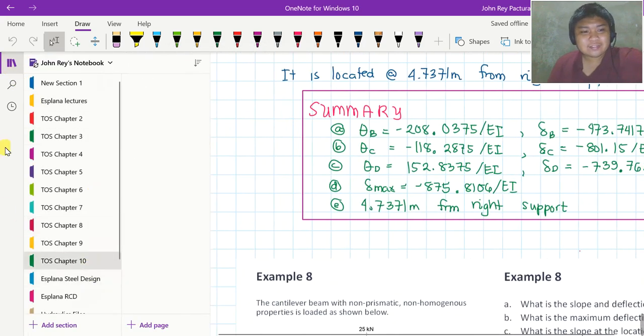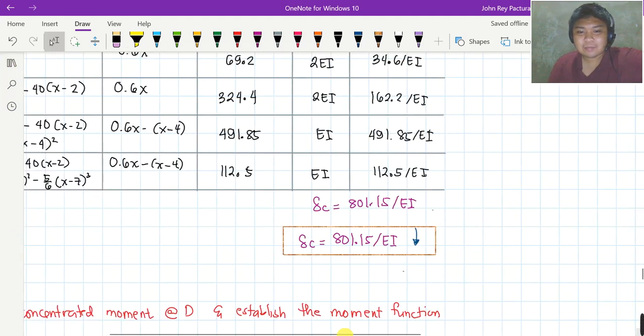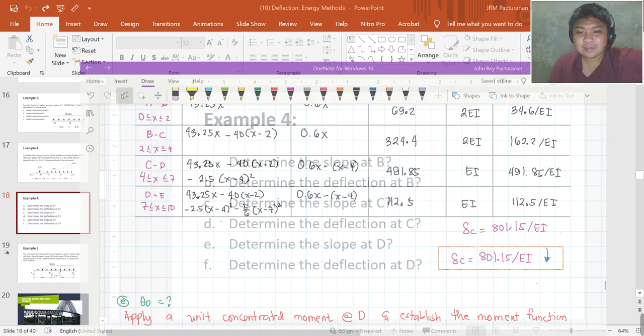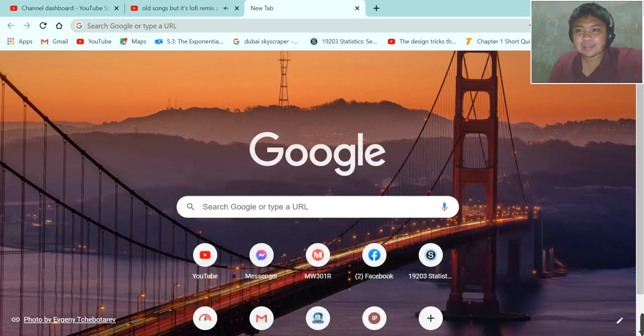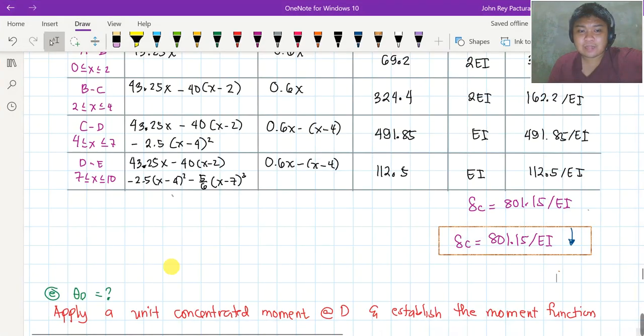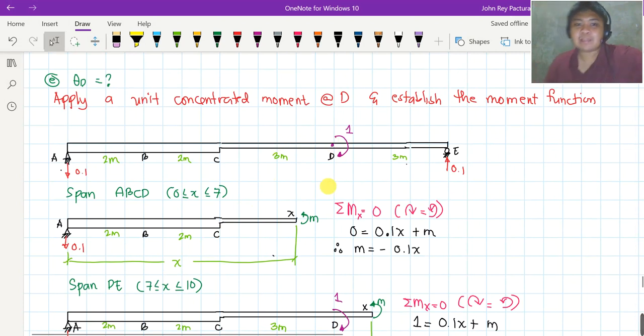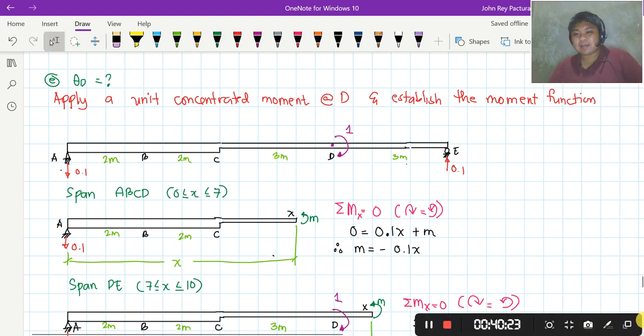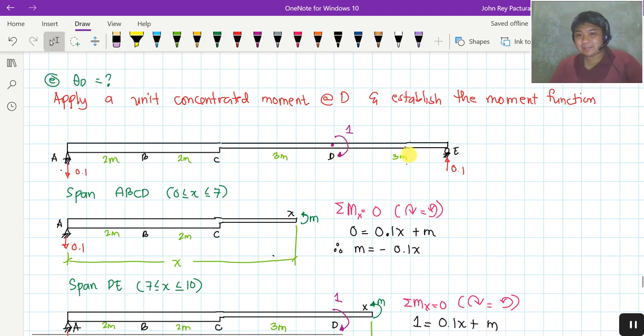So last two questions dito, yung panglima naman is the slope at D. Tama ba? Yes. What is the slope at D? Ang gagawin nyo lang naman, is to apply the moment at D. Again, clockwise moment class ang ginamit ko. So therefore, ang i-consider natin ngayon is ABCD. Dalawang functions ulit class ang gagawin nyo. Sa pagkakataong ito, ABCD at the same time DE. So isang function lang ang nagre-represent dito and another function will represent the right portion.